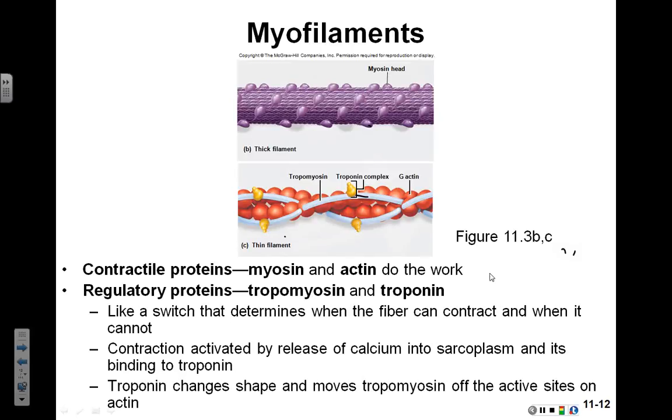Okay, Marcus, step three. The myosin binds to the active site. What part of the myosin? The head, exactly. So you know those three steps already, right? How easy is that?